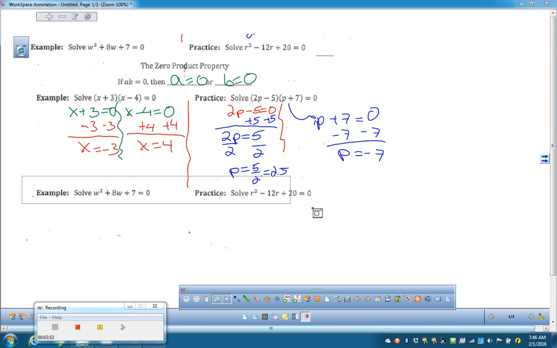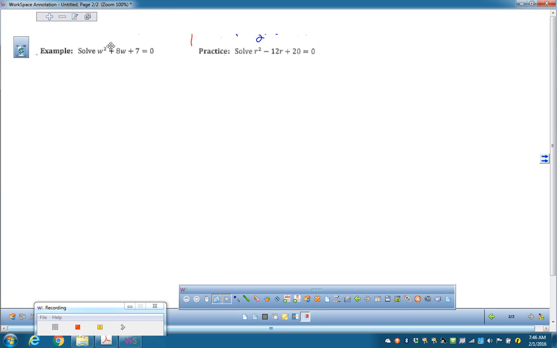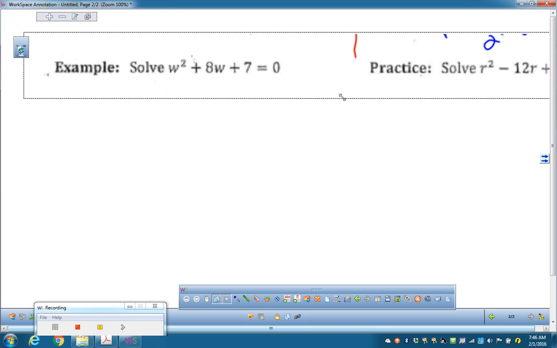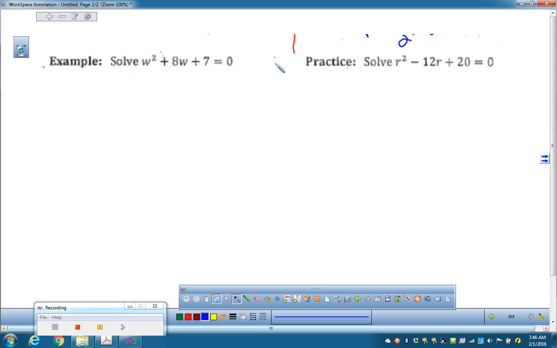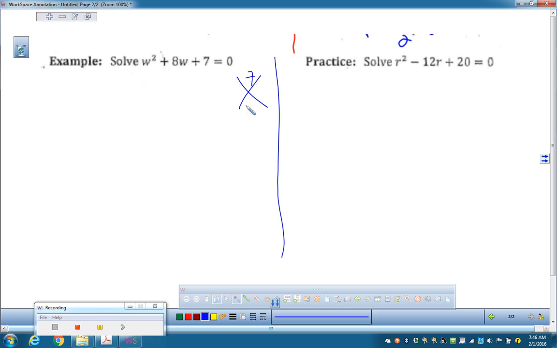That's what I mean. So if I have ones like this, I have to factor them first. Okay? So in this one, I'm just going to look at this specific problem. Who can tell me how that one factors? What two numbers multiply to 7 and add to 8? 1 and 7. So this is the whole reason we learned to factor, is to apply the zero product property.